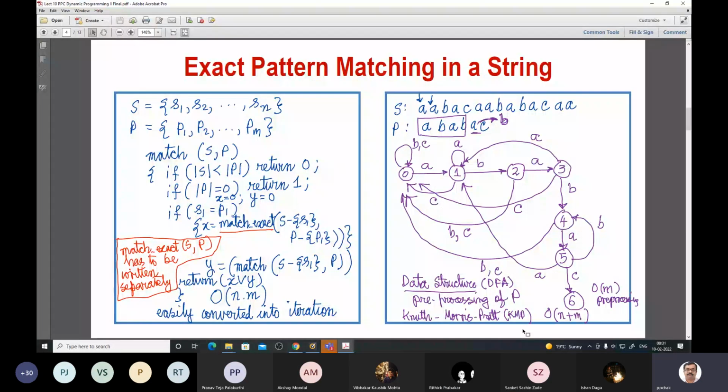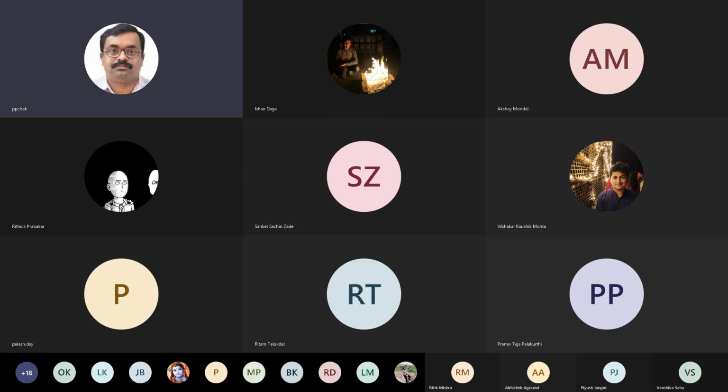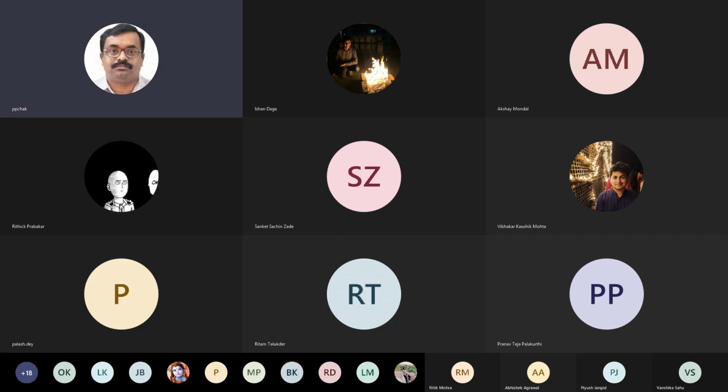But there is, but extending this to K will be a little complex. Is there any other way in which you can get an order n plus m algorithm? Anybody has another wild idea of what to do? I'll give you a second hint.